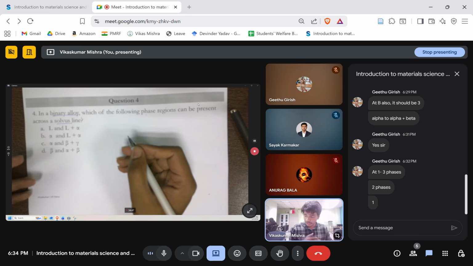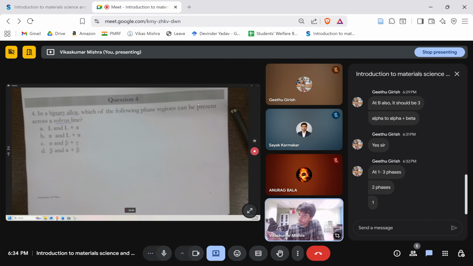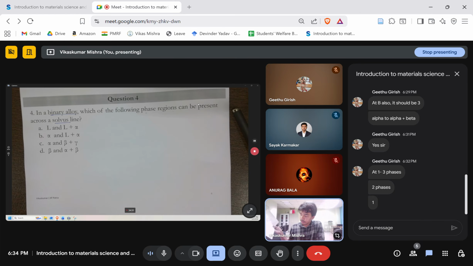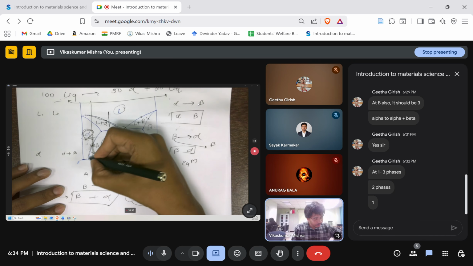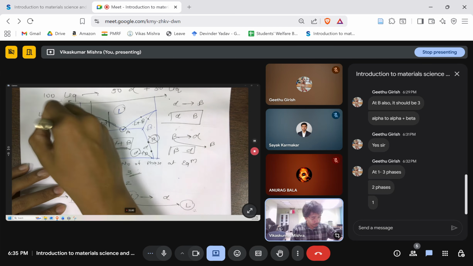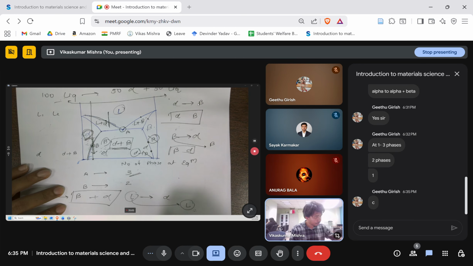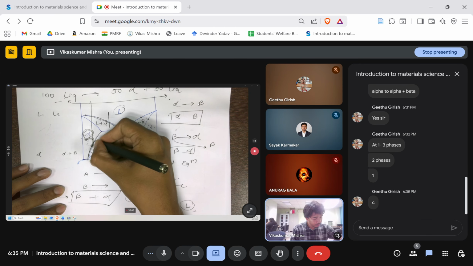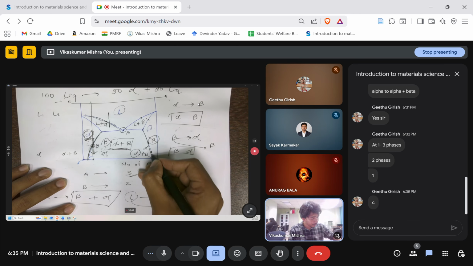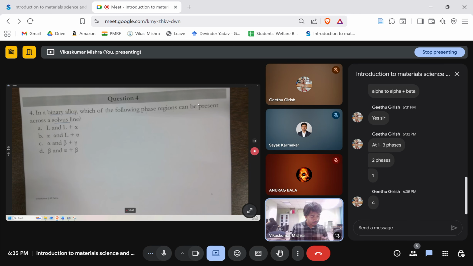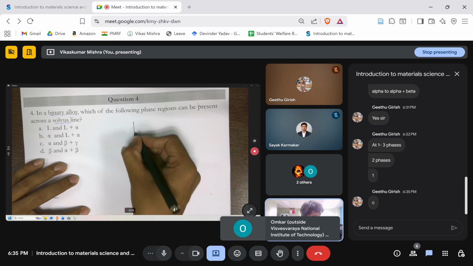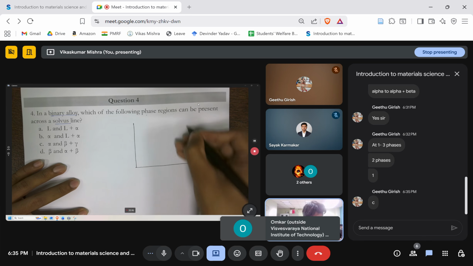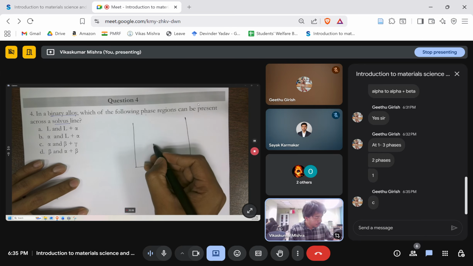We have already discussed it. It's nothing new. The solvus line is nothing but this line. This is known as the solvus line. This is a solvus line. So now let's discuss this. We drew a diagram.